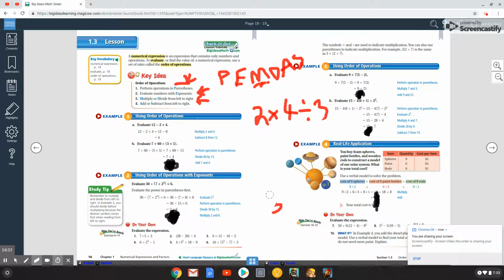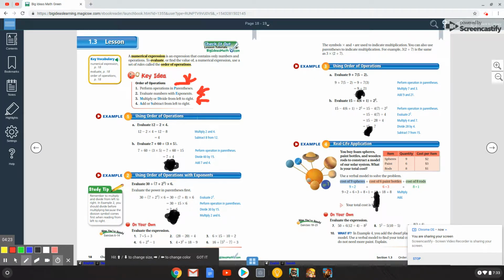After you multiply and divide from left to right, the last step is to add and subtract from left to right. So that's the same thing. Remember, from left to right, either one can go first. It just matters which order it's in. So now we know what PEMDAS stands for. Now we can actually get into solving some problems.